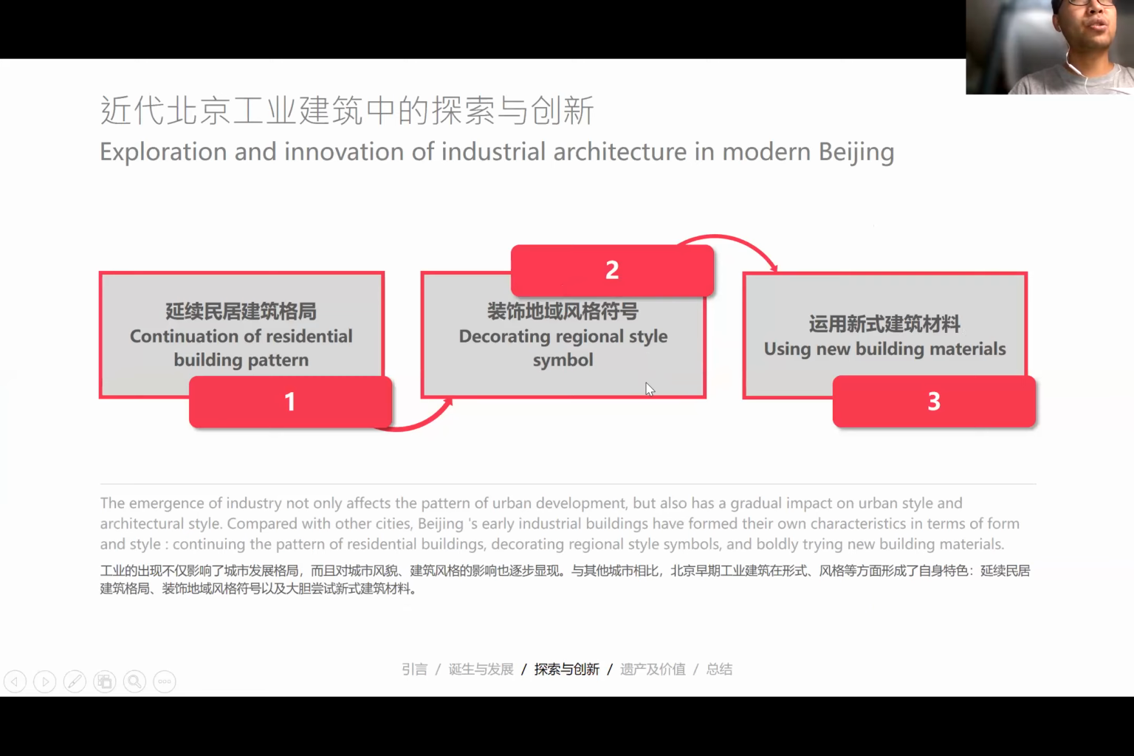The emergence of the industrial heritage not only influenced the pattern of urban development, but also gradually showed its influence on the urban landscape and architectural style. Compared with other cities, Beijing's early industrial architecture developed three outstanding features in terms of form and style. The first one is the continuation of the residential architecture pattern. The second one is the decoration of regional style symbols. And the third one is the bold experimentation with new building materials.